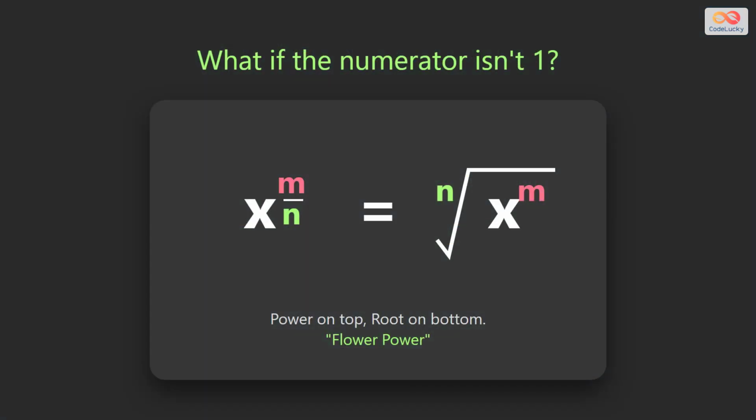What if the top number isn't 1? For x to the power of m over n, we use both rules. The top number, m, stays as a power. The bottom number, n, becomes the root. A helpful mnemonic is flower power. The flower is on top and the roots are on the bottom.